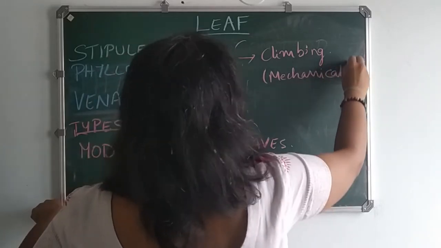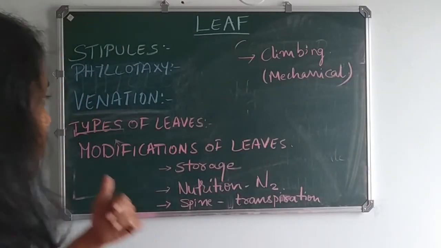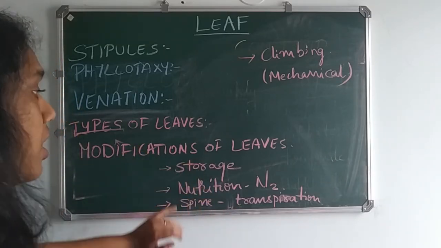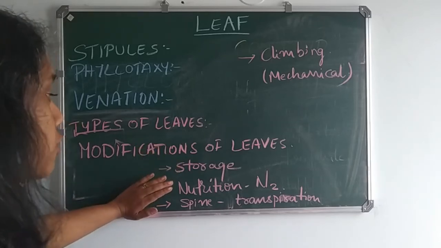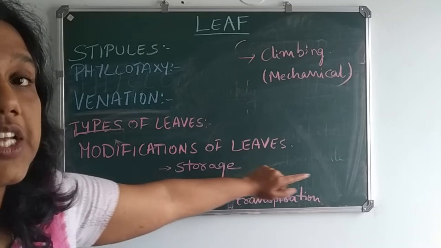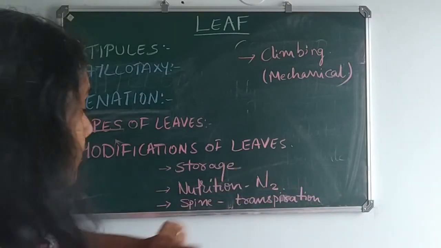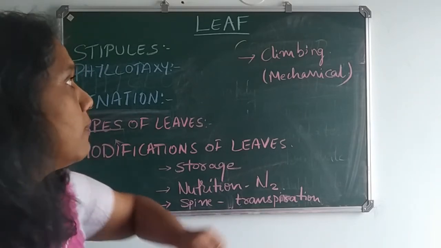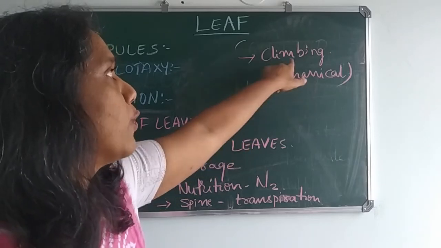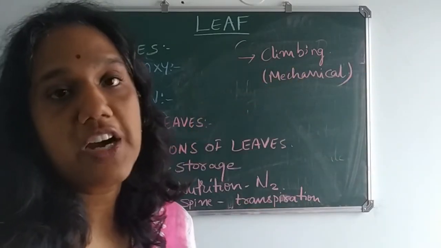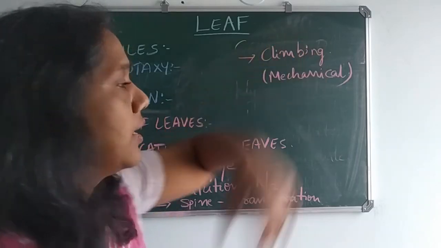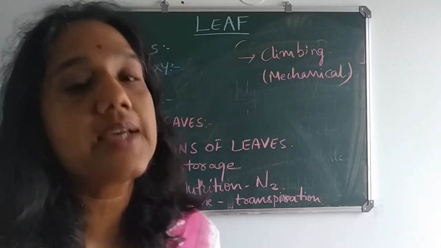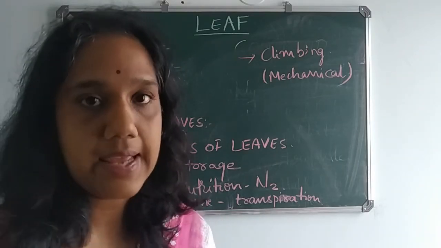In my next class, I am going to talk to you about how the leaves are modified for the major functions of storage of food, assimilation of nutrition in the form of nitrogen in case of insectivorous and carnivorous plants, and modification of the leaves into spines for checking the rate of transpiration in desert plants, and also for getting mechanical support through climbing, wherein the leaves are modified into tendrils for the sake of climbing. So in my next class, I look forward to finish all this and also summarize the complete study on leaf.